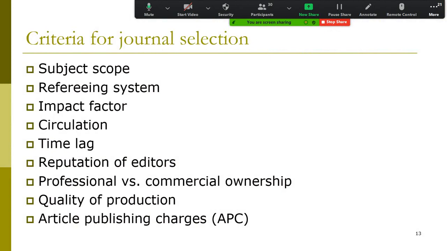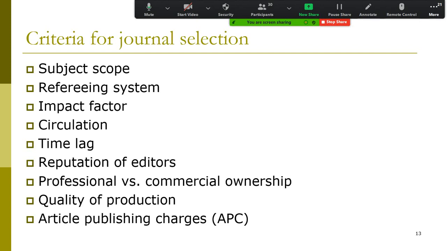There is a criteria for journal selection. So I have collected some points here. So the first of all is the subject scope. Go to the website of the journal for which you are thinking about for publication. So look at the website and read the subject scope or the coverage area.